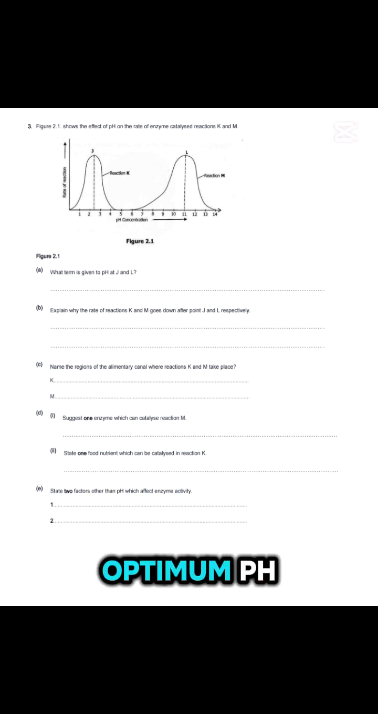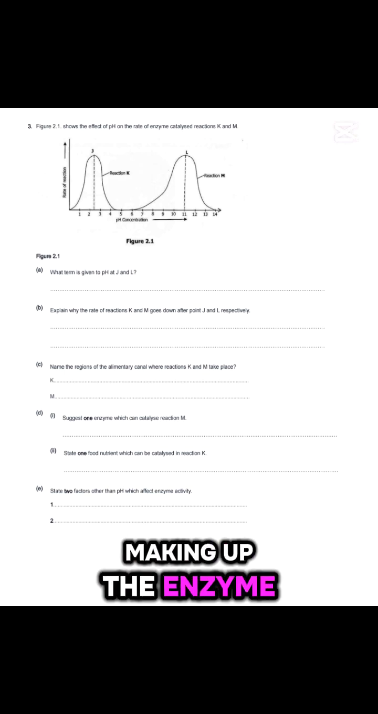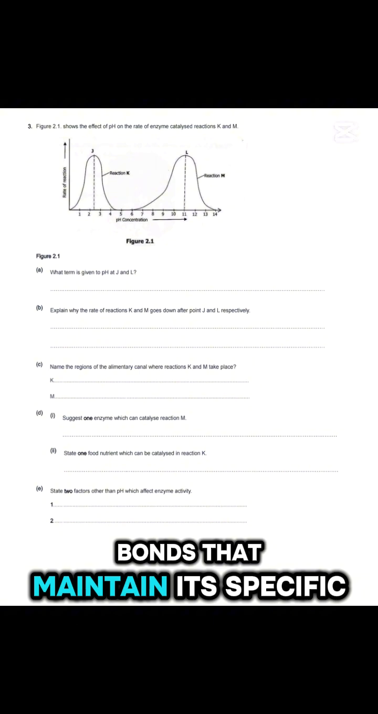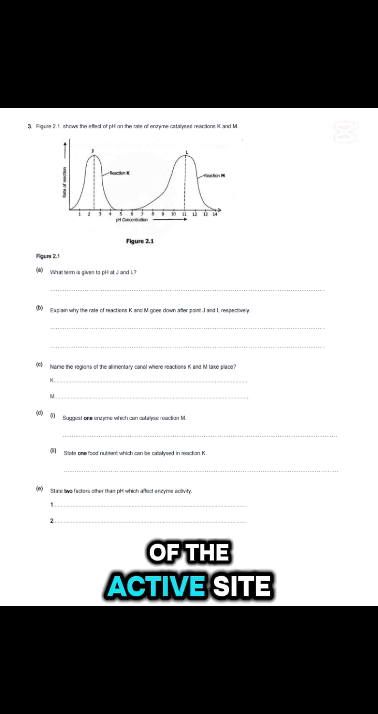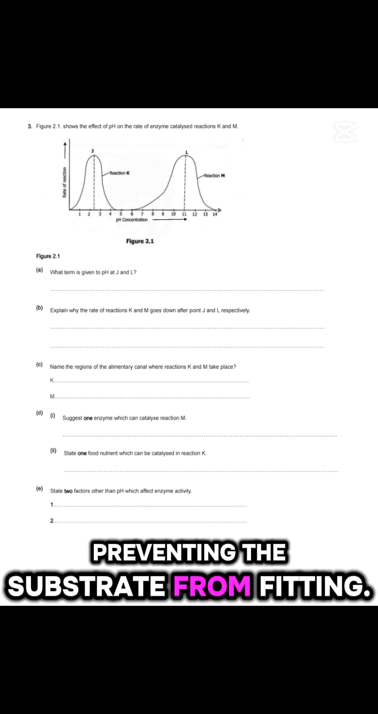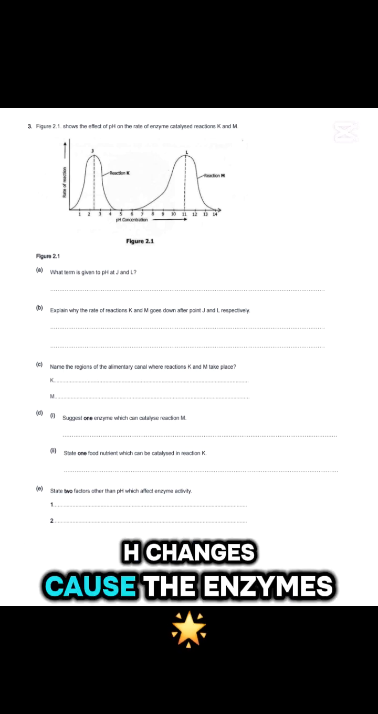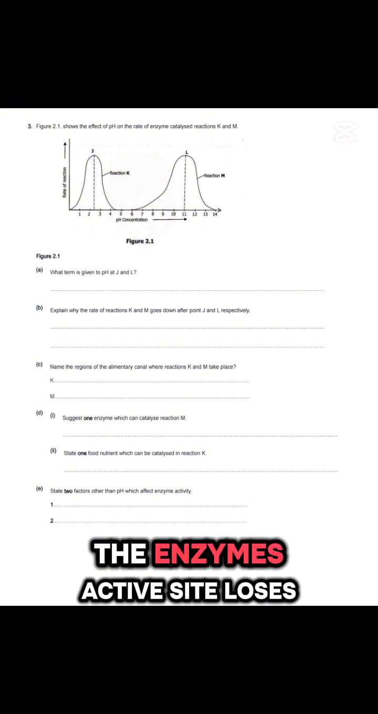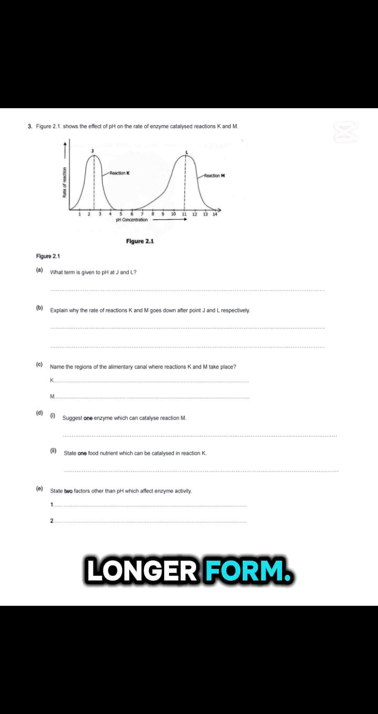Moving away from the optimum pH alters the ionic charges on the amino acids making up the enzyme, which breaks the chemical bonds that maintain its specific three-dimensional shape. This changes the shape of the active site, preventing the substrate from fitting. Acceptable answers: extreme pH changes cause the enzymes to denature. The enzyme's active site loses its shape, so substrate complexes can no longer form.